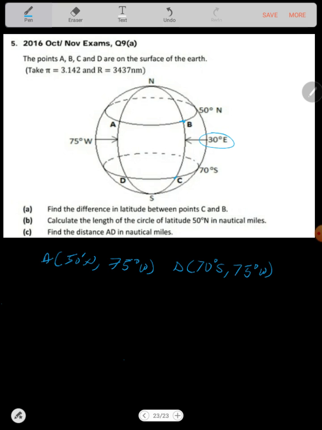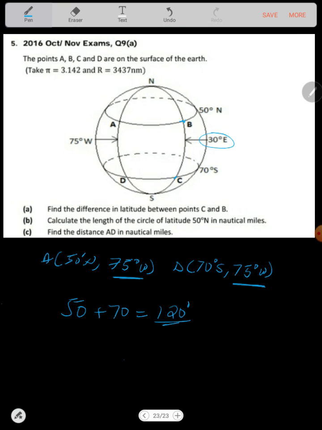So I can do that. Then we have the difference first. These are on the same longitude, you can see that, but different hemispheres. We are going to add 50 plus 70. That will give us 120 degrees. Okay, so it has given us 120 degrees.